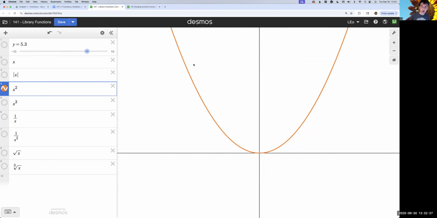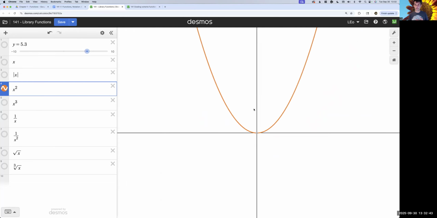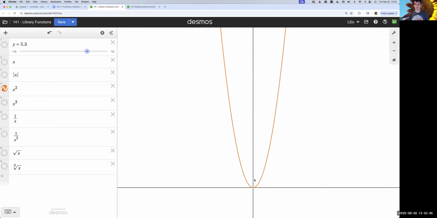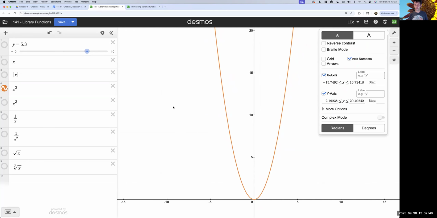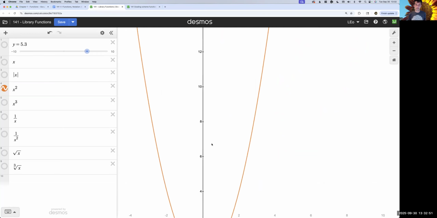This will grow in both directions, right? As we move away from the origin, we're getting larger and larger. If I zoom out, it's just getting larger and larger. Maybe I should put some numbers back in. There we go. That's better. Okay.